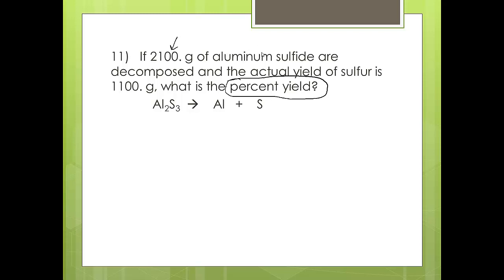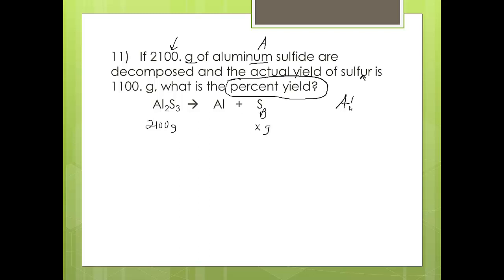So aluminum sulfide, this is my A. What do I have? Grams of aluminum sulfide, that's my A. And where am I going? Well, look at what it gave me the yield of. Sulfur. So this would be my B. This is what I'm going to. So I know I'm starting with 2100 grams of this, and where do I want to end up? X grams of sulfur. Just organizing my thoughts as I'm going through it.